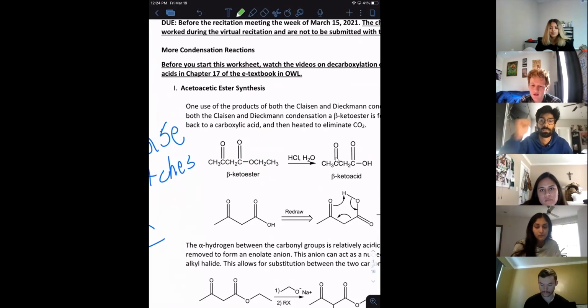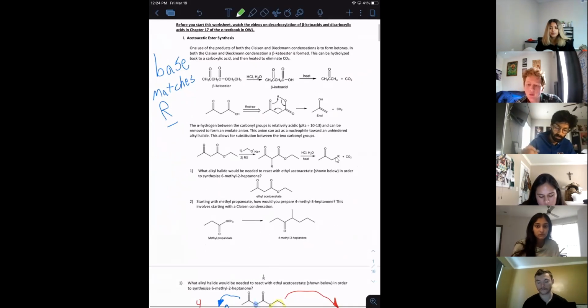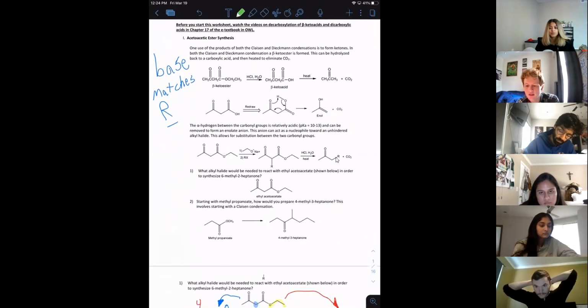Otherwise, you're going to saponify the ester, and that's just not good. So only use OH when you're doing aldol. Remember that. That's very important. Basically, we're just playing around with decarboxylations and getting you comfortable with seeing malonic esters and acetoacetic esters, and then decarboxylating them and getting the products.